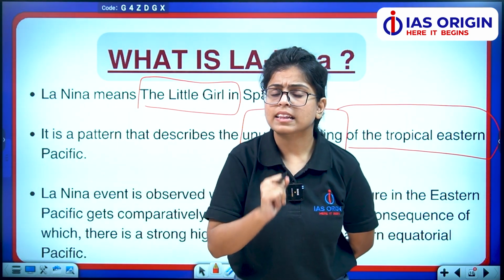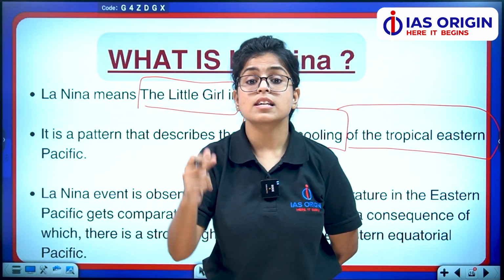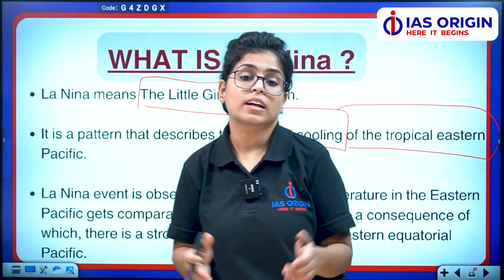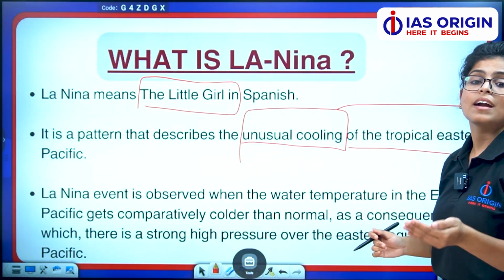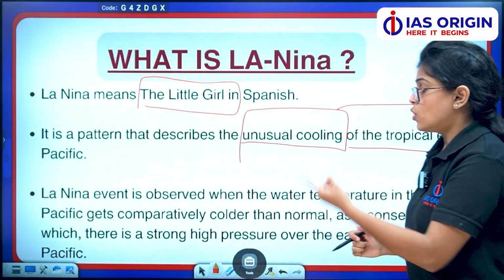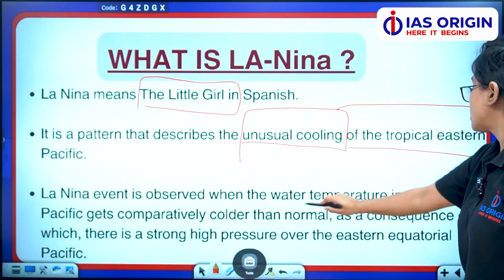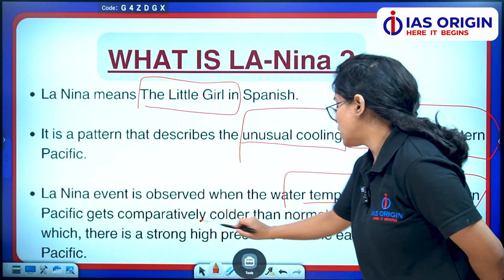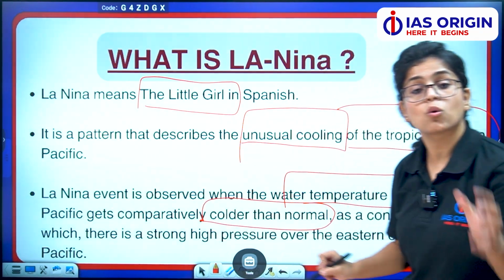But it is already cool, so what is the difference? The difference is that it starts getting even cooler. Cold currents start flowing at an extreme level, and there is more than normal dryness, and more than normal flooding and rain in the Australian region. Okay, so La Nina is observed when the water temperature in the eastern Pacific gets comparatively colder than normal.